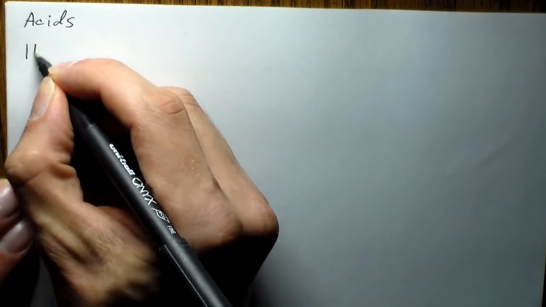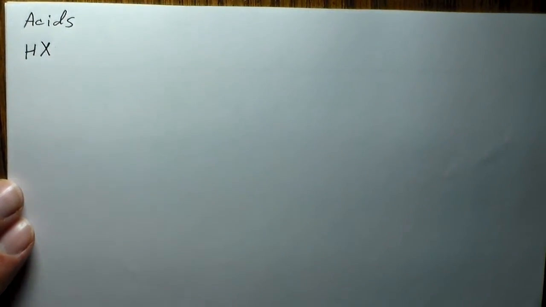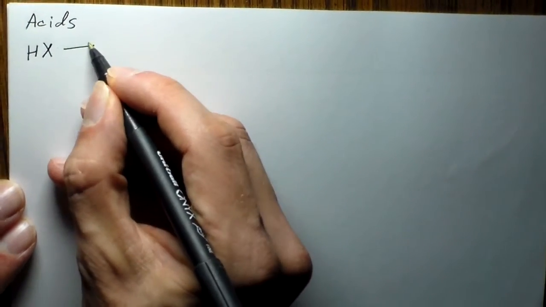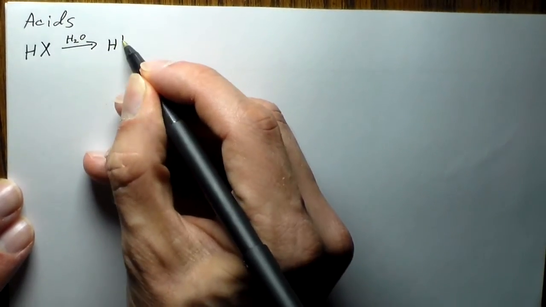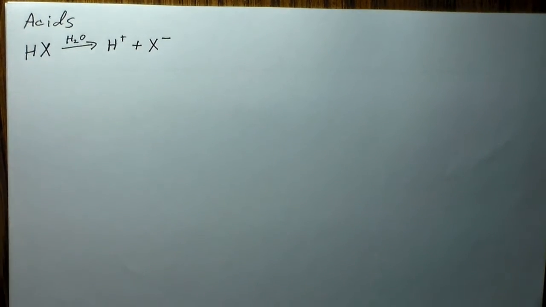Now, of course, before we go on, when we're talking about acids, we should define what an acid actually is. If we have some generic formula, HX, and here X just represents the anion, when we add this to water, it will break apart into hydrogen ion plus whatever anion you actually have. So that's how acids actually operate.